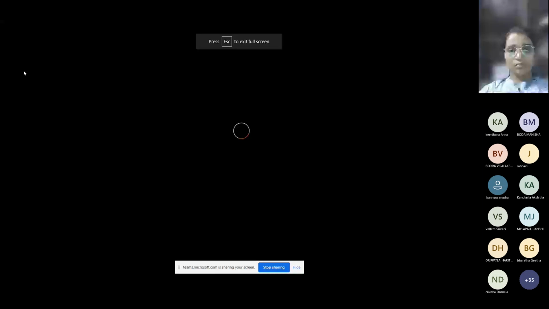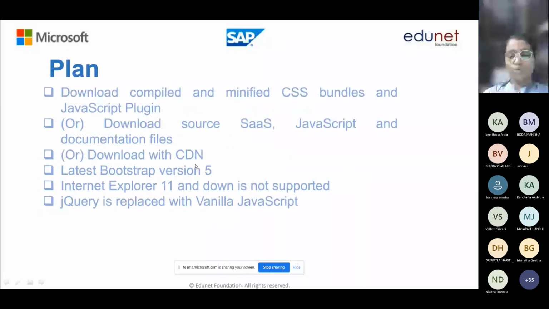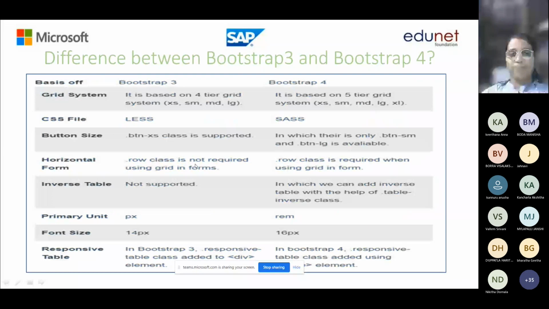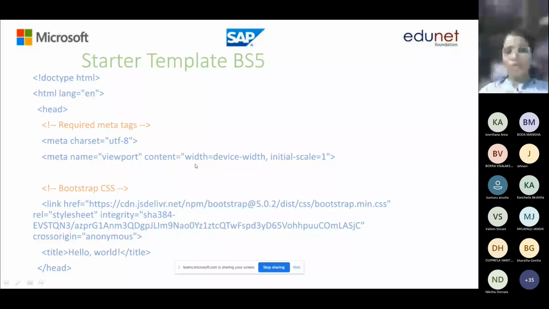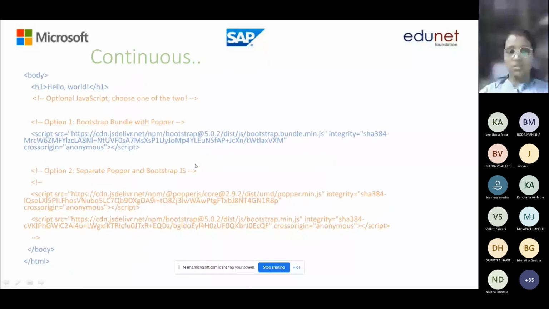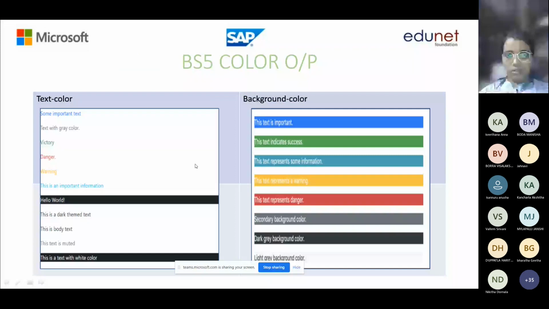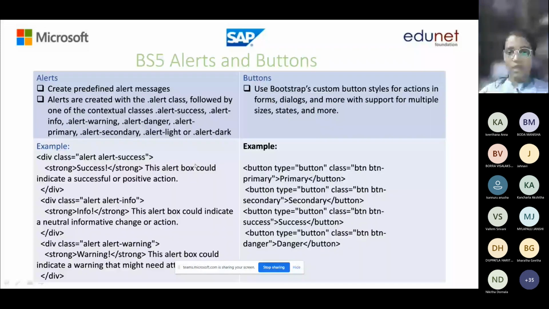See here, this is a page, and we know how to download, what is CDN and what is Bootstrap. We know what the versions are and why we use Bootstrap, and the difference between Bootstrap 3 and 4 and 4 and 5. These are the starter templates we already discussed. We know how to color the text and background colors, and what alerts and buttons are. So we know how to create an alert and buttons in Bootstrap.